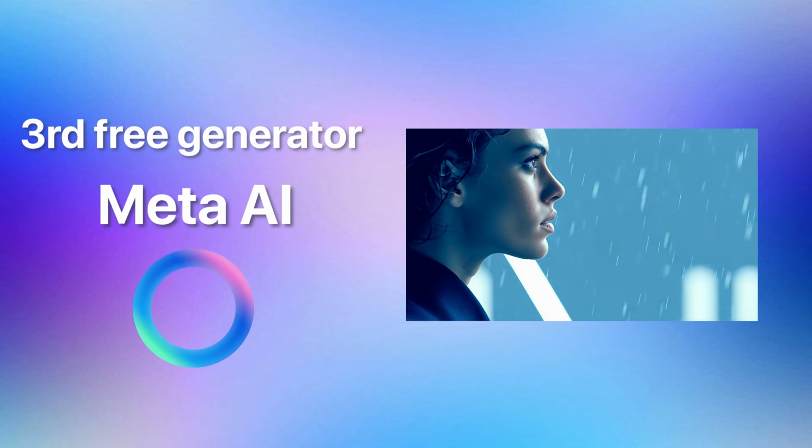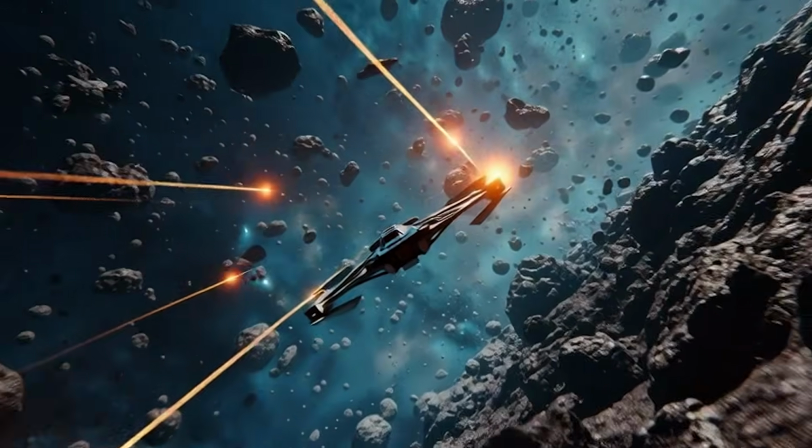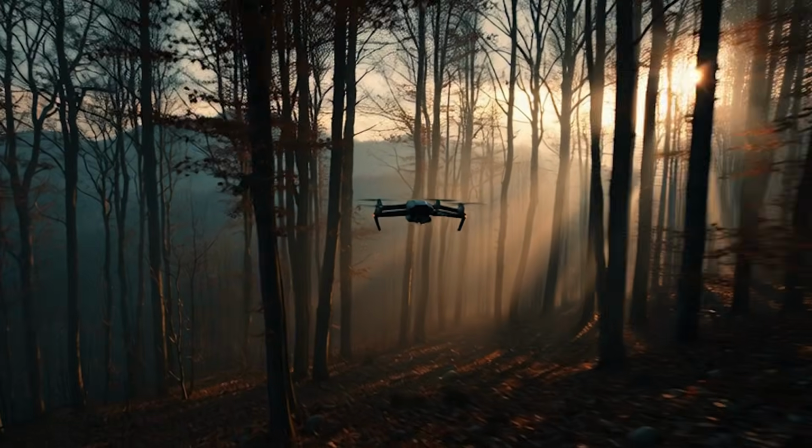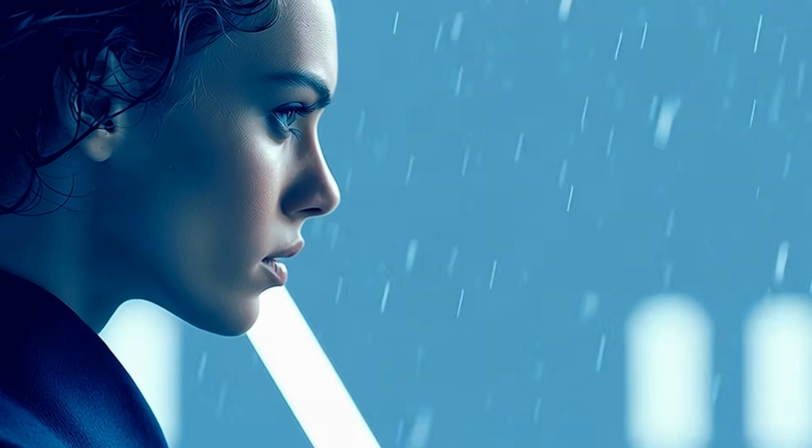Now let's continue the ranking. So number 3 is Meta AI. It's free, it's unlimited, and it's actually really useful. The quality is pretty decent. It's up to 720p. For certain styles of video, it looks pretty good. So if you're going for something stylized, a bit aesthetic or fantastic, Meta AI can produce really interesting results.